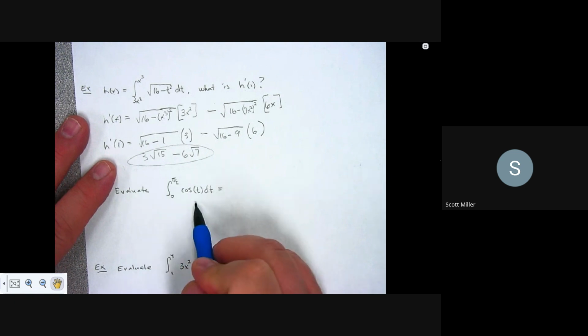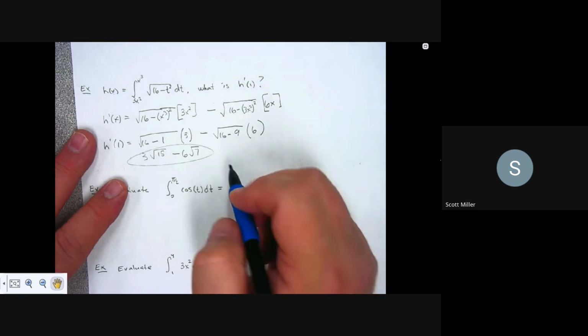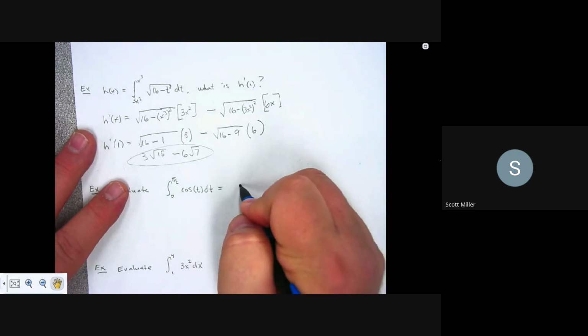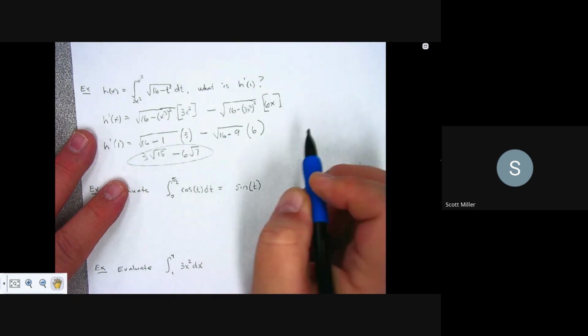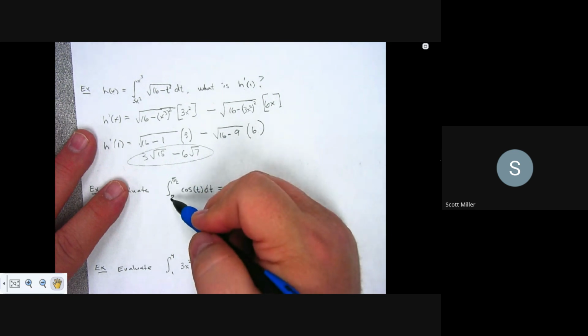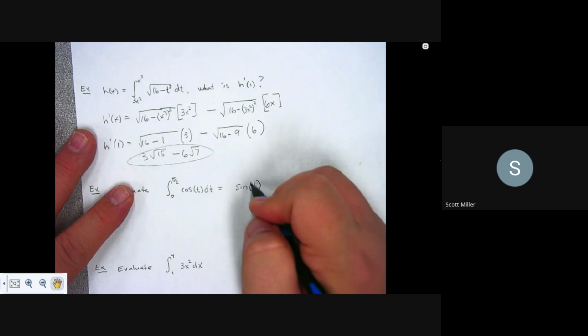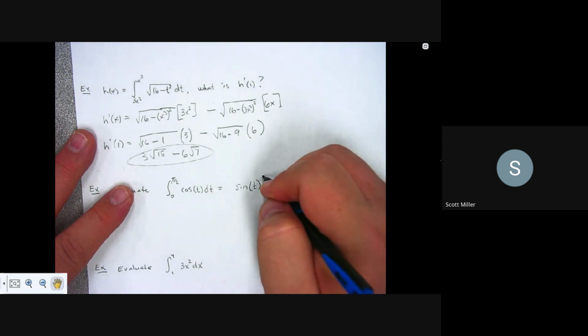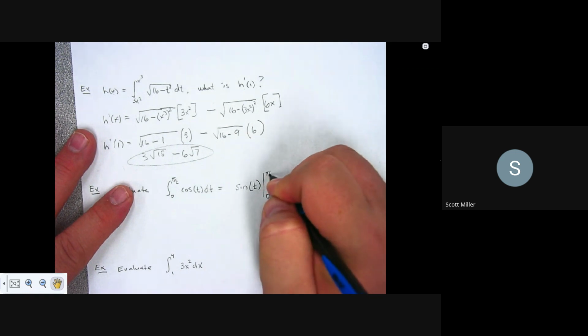I want to integrate this, so I have to find the integration of the cosine. The integration of the cosine is the sine of t. Now we're not going to put a plus constant because that would be for indefinite. This is definite. So the sine of t, and this is how we usually do it. We take the antiderivative, and then we evaluate it. This line means evaluate from 0 to pi over 2.